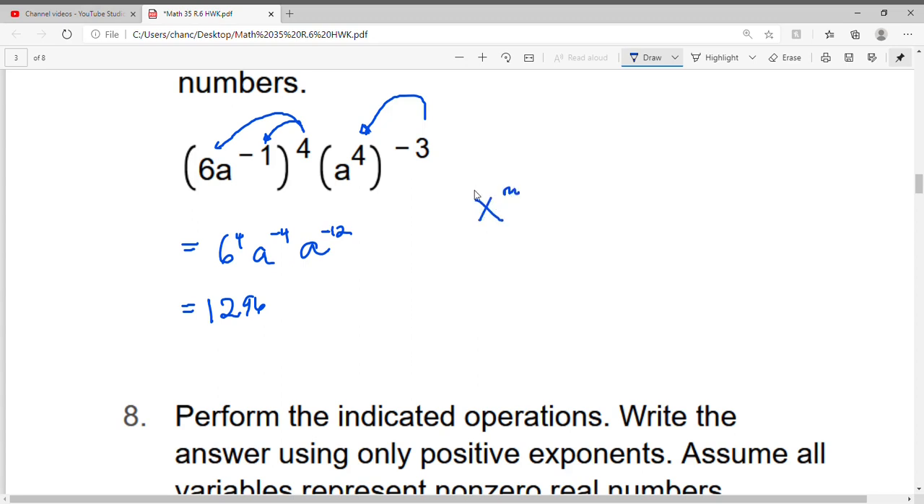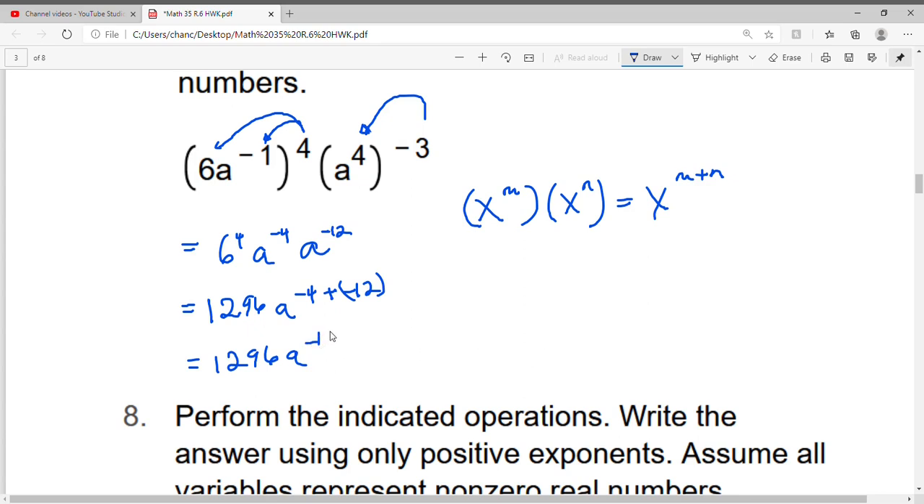Recall, if I'm multiplying these exponents, we need to add them together. That's a to the negative 4 plus negative 12, and so that is equivalent to negative 16. We have 1,296 a to the negative 16th power. And again, I can bring this to the denominator. This is 1296 on the top and a to the positive 16 on the bottom.